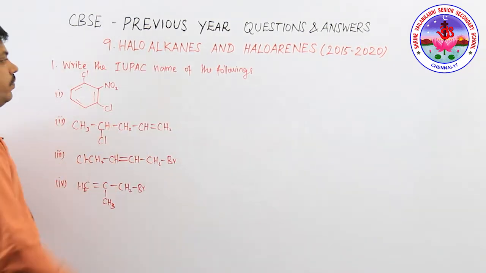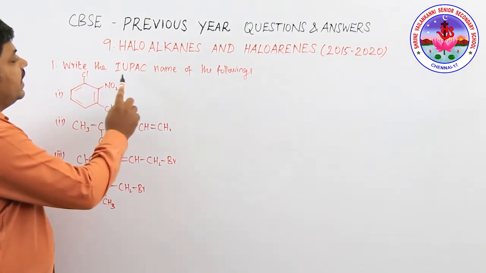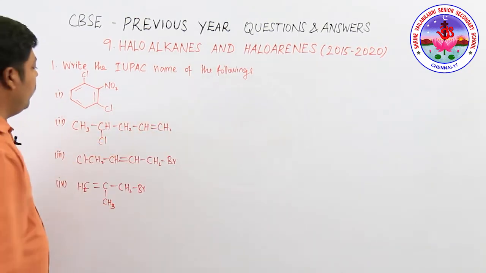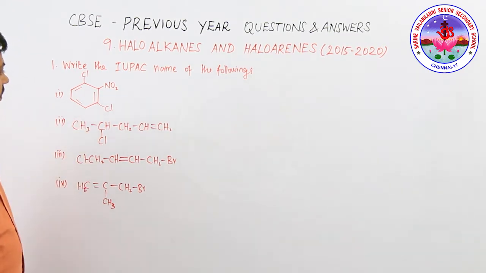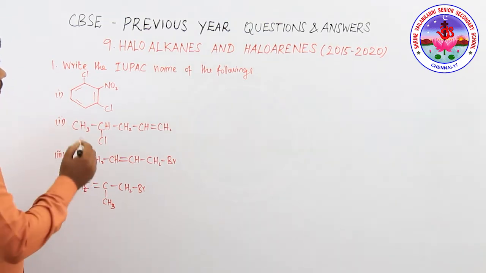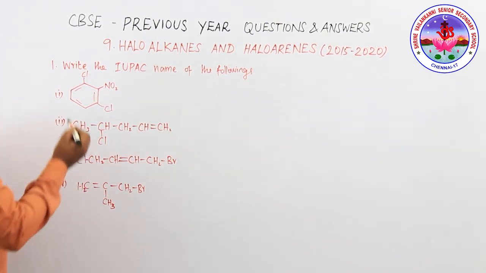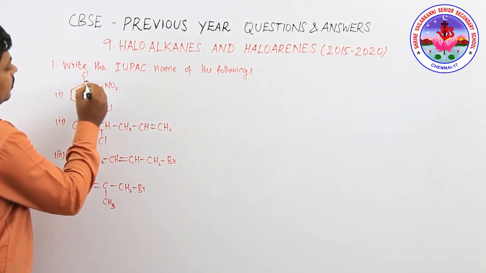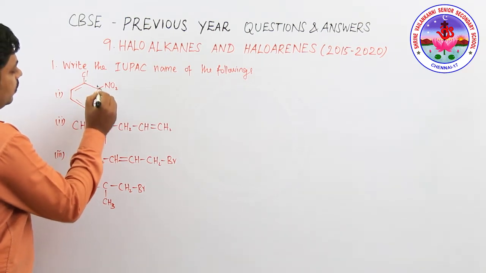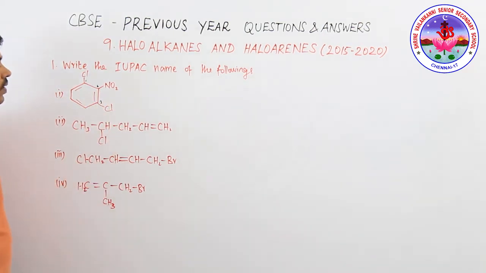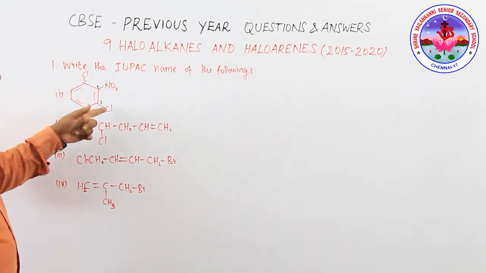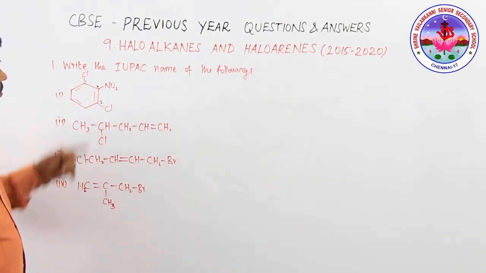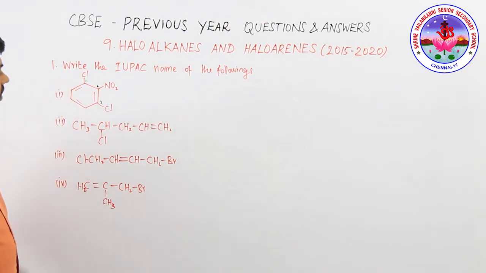Okay, look at this IUPAC name question. Write the IUPAC name of the following. There are 4 questions given. The first one, look at this. This is an aromatic compound. So the numbering you have to give this way: 1, 2, 3. So the first and third positions have chloro, and the second position has nitro.